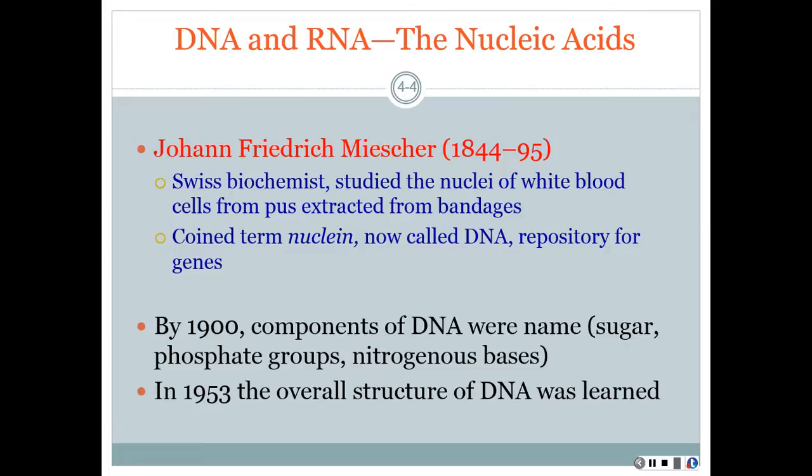By the 1900s, biochemists were using the basic components of DNA, which are sugar, phosphate, and the nitrogenous bases. And in 1953, the overall structure of DNA was learned.